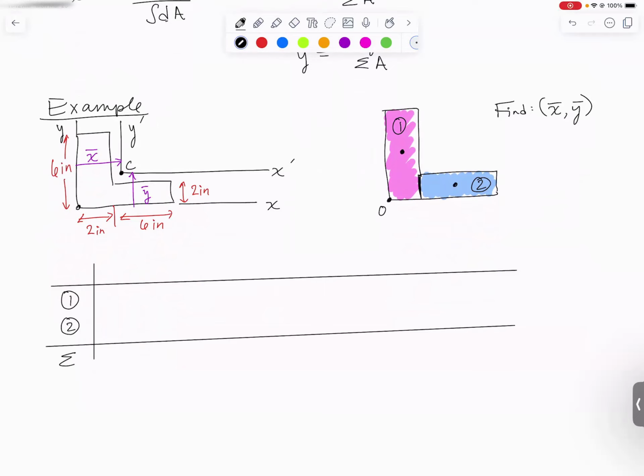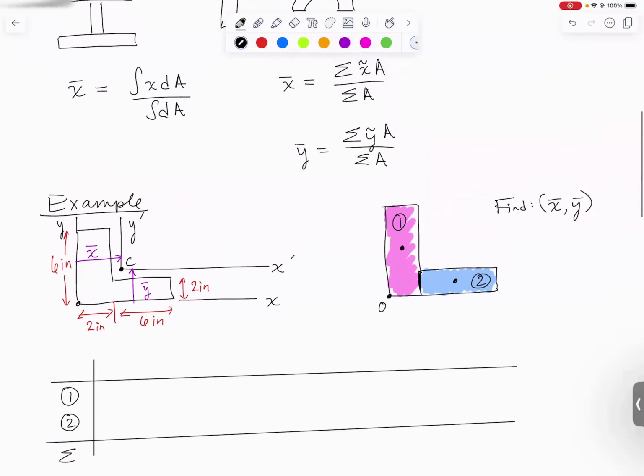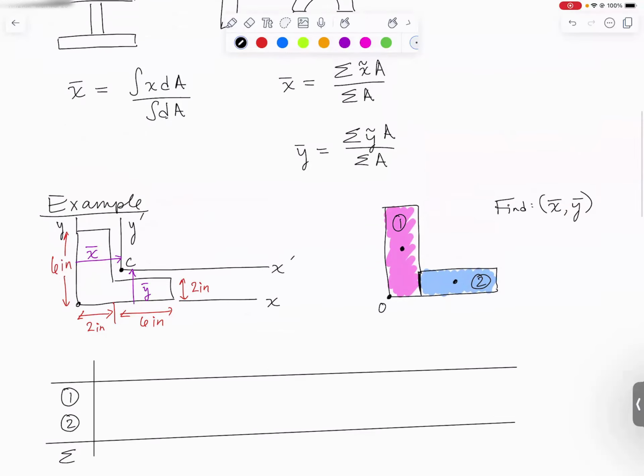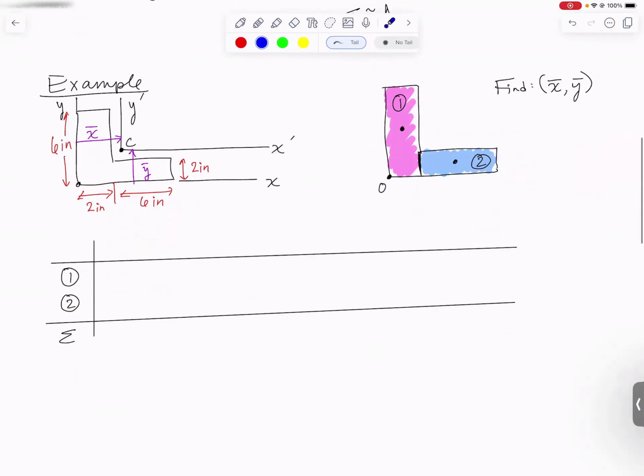So the first thing we're going to need, we're going to be doing sums with all of these things on them. We're going to be summing areas. So we need to find the area of each shape. We also need to find the x coordinate and y coordinate of each of those centroids. So let's start with the area.